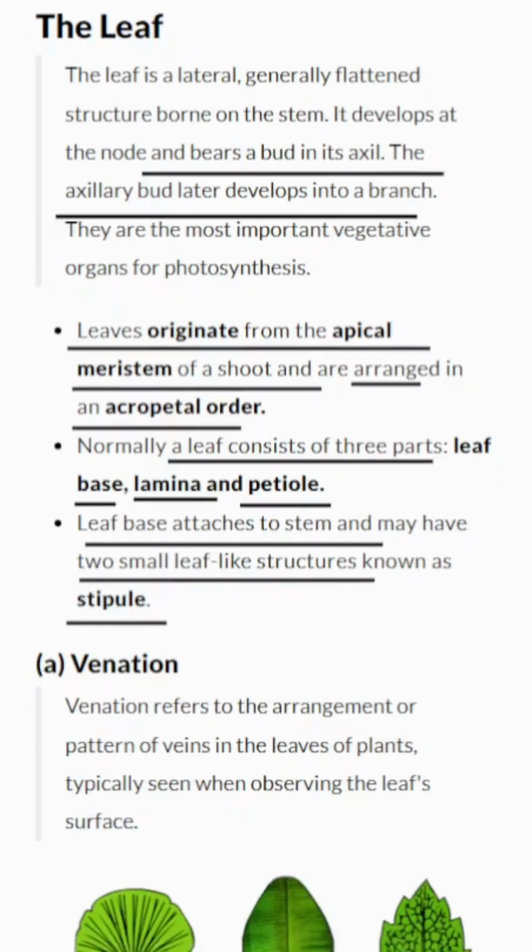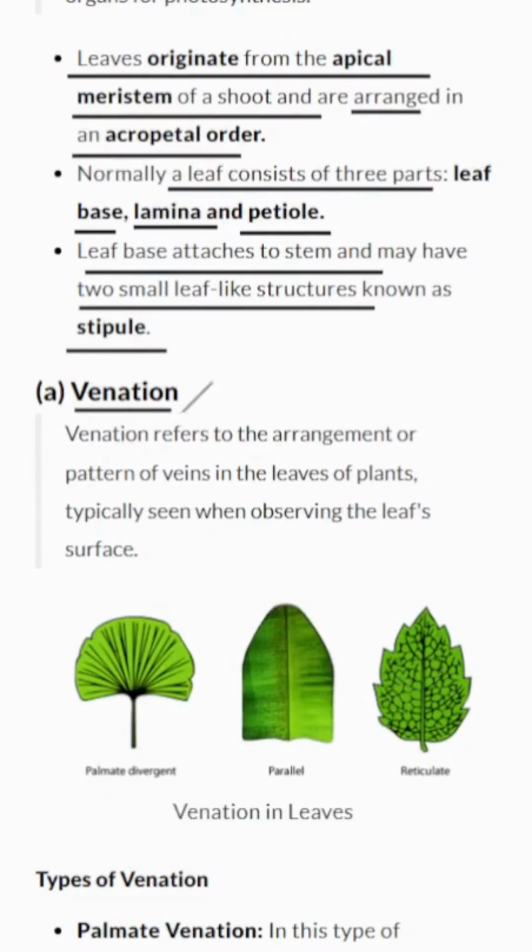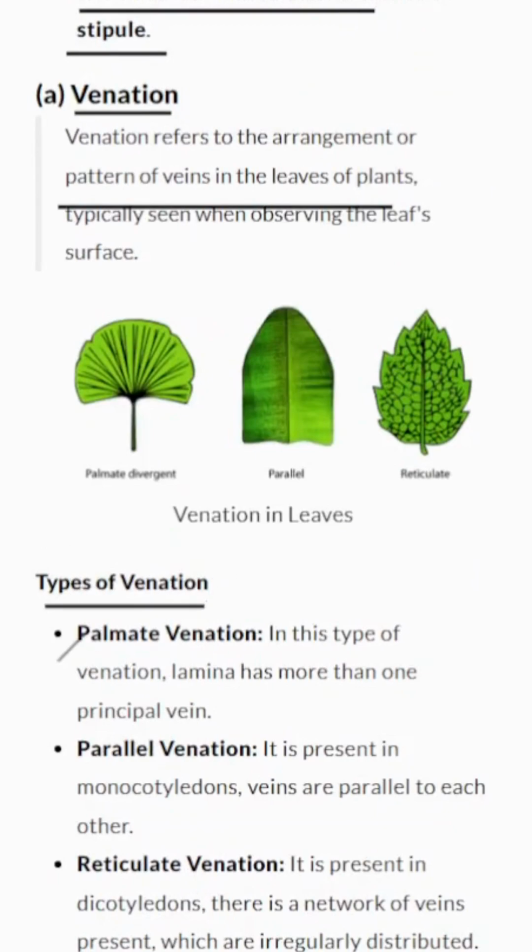Now, let's delve into venation. The leaf's hidden roadmap of veins, like nature's intricate highway system for transporting nutrients and water throughout the leaf. There are different types to explore. Palmate venation. Picture a leaf with more than one principal vein, resembling the fingers of your hand. It's commonly found in various plant species, a testament to nature's diversity.